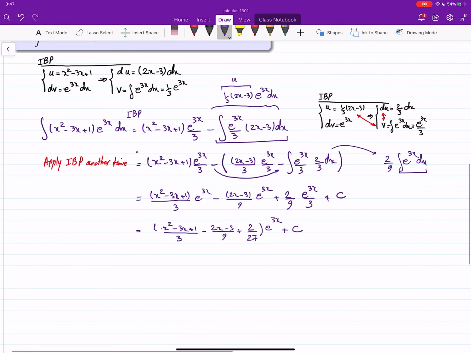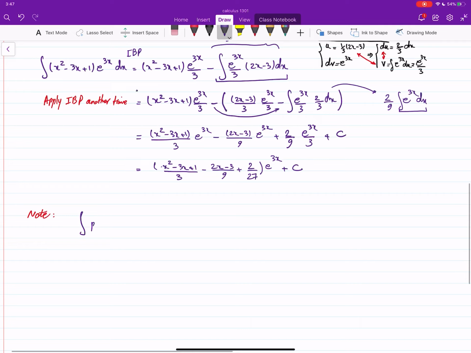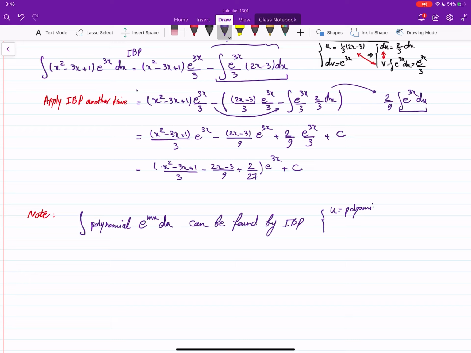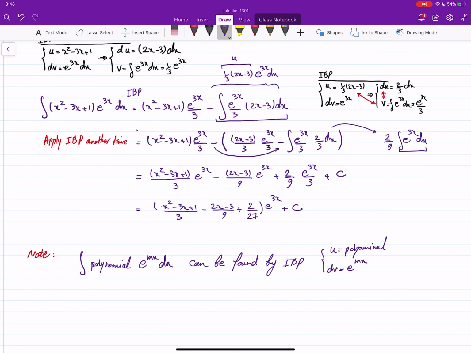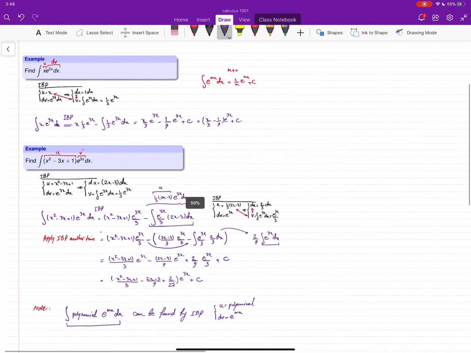So in all these examples, what we saw is that, so note, the integral of a polynomial times e to the power mx dx can be found by IBP if you set u to be that polynomial and dv to be e to the power mx. Well, you may need to repeat this process several times. As you saw in the last example, we applied IBP twice. But as you continue this, the new integrals will appear in exactly the same form. And you can do the IBP and get the final result.